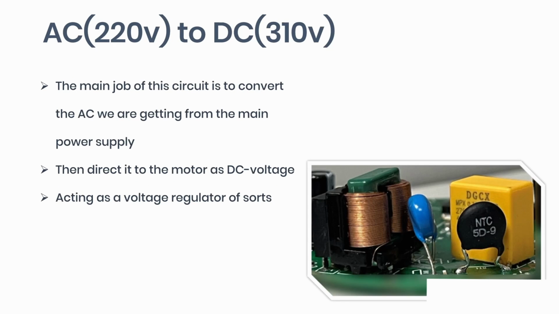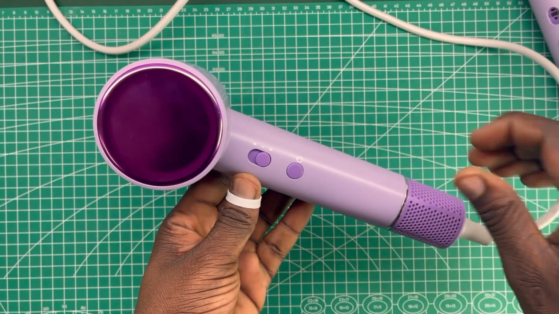And then we have the AC to DC converter, from 220 volts AC to 310 volts DC. The main job of this circuit is to convert the AC we are getting from the main power supply, then direct it to the motor as DC voltage, acting as a voltage regulator.